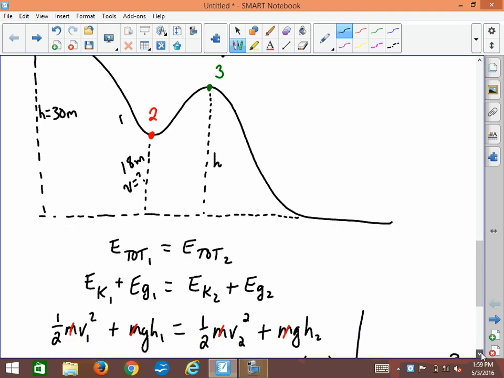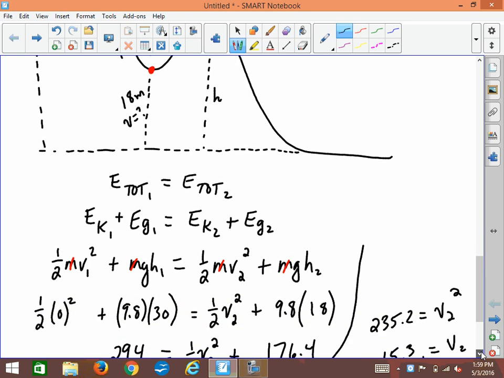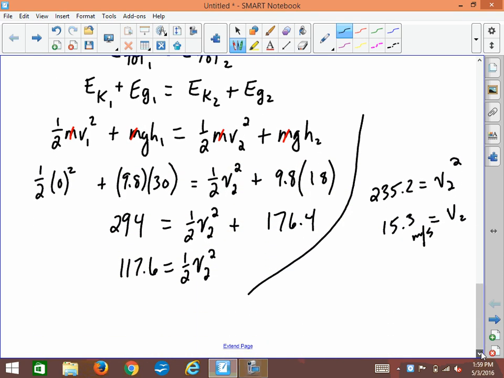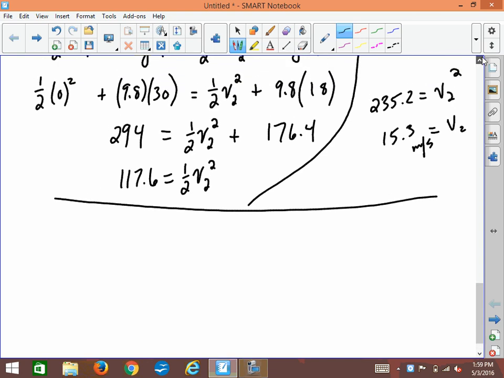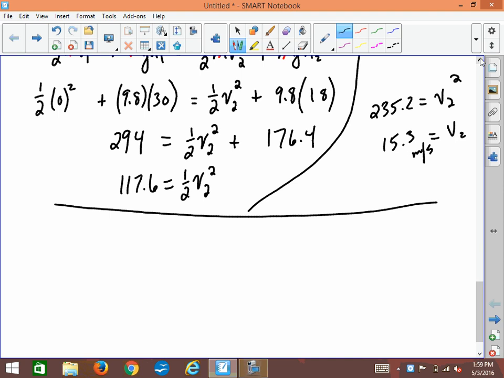Now, before we do position number 3, well, why don't we do that first? Position number 3 will be the same thing, so let's do one more. See how the pattern is emerging. Now, we can use position 1 and position 3, or 2 and 3. Question? From 117.6. Yeah. Multiply both sides by 2 to get rid of the half. Gives you this, and then take the square root. Okay?